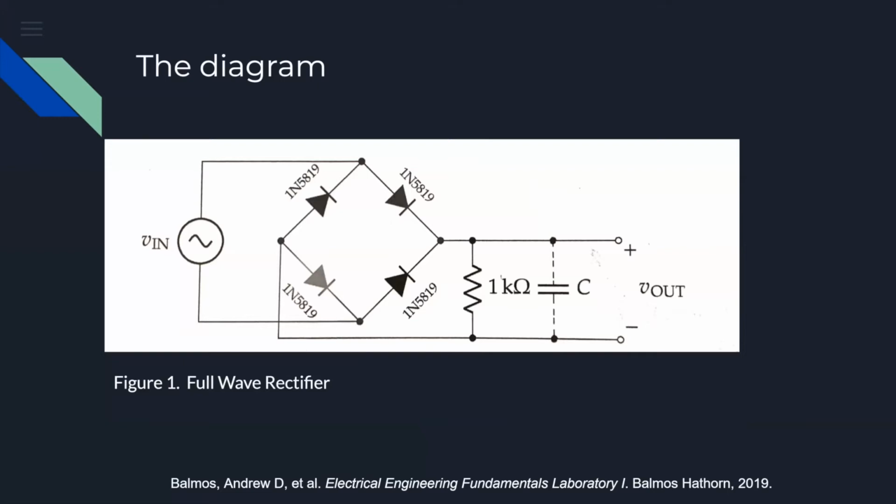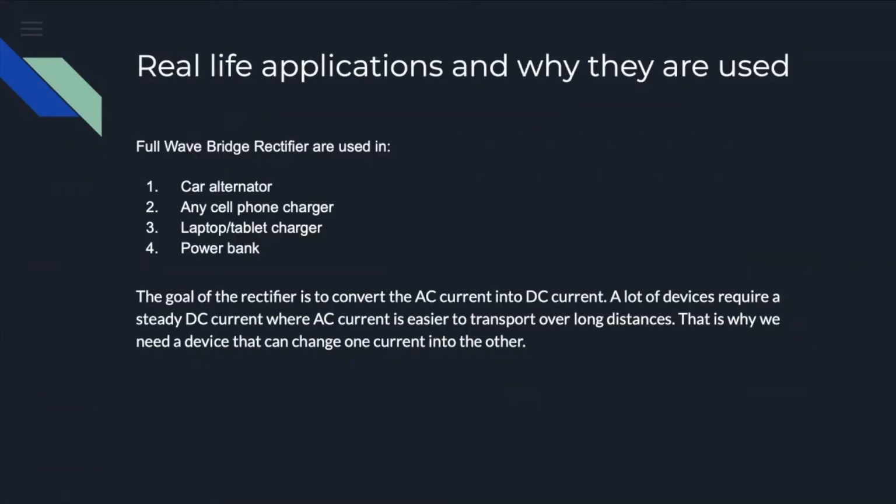Before going into further detail though, you might wonder why this circuit is useful and where it is used in the world. So full-wave bridge rectifiers are most generally found to be used in electronics such as car alternators, cell phone chargers, laptop tablet chargers, power banks, or lead battery chargers. As we can see, they're mostly used in electronics and electrical tools, which are mostly rechargeable items.